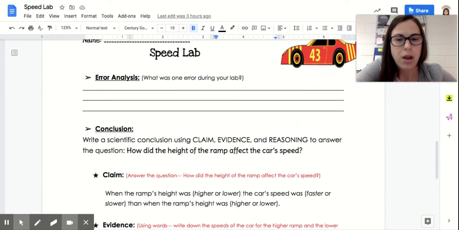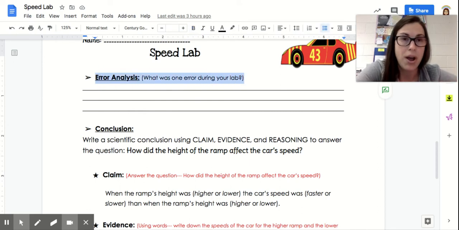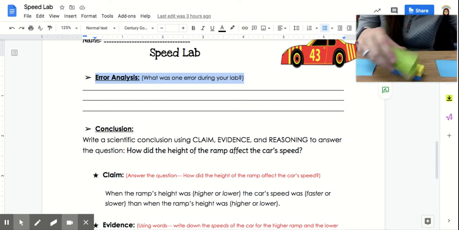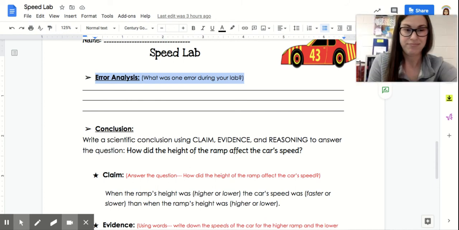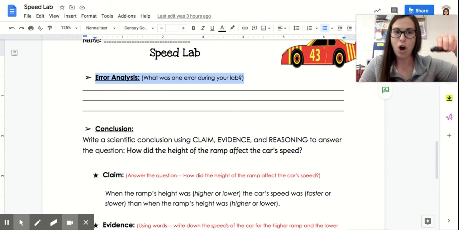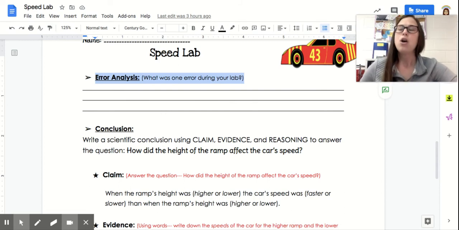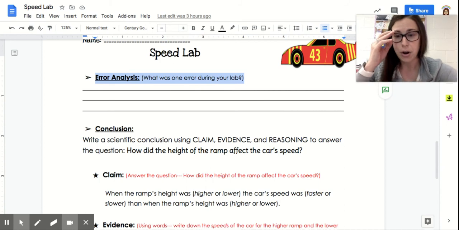And as a group, you need to talk about your error analysis. Your error analysis is just something that went wrong. What happened during your lab? So for me right now, my error analysis was that my stopwatch wasn't working. So I would write that down. My stopwatch wasn't working. Maybe when you go to set up your ramp, all your blocks fall down. That happens. Maybe your car does not go in a straight line, it curves. That can also happen. Write down one error that occurred.